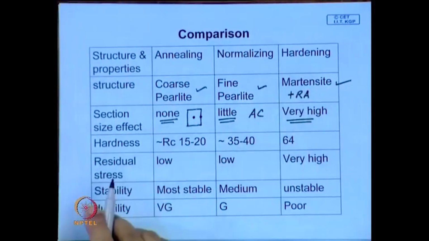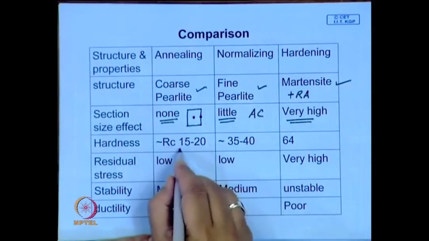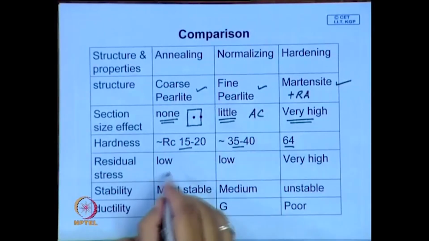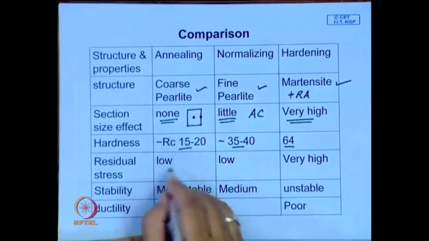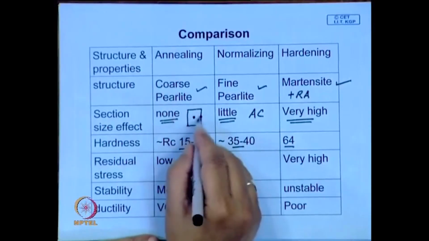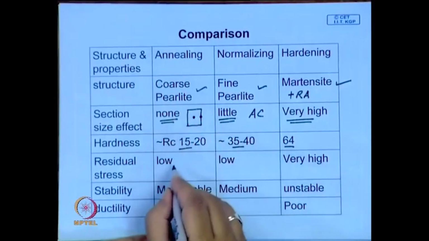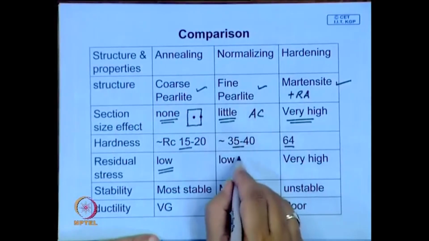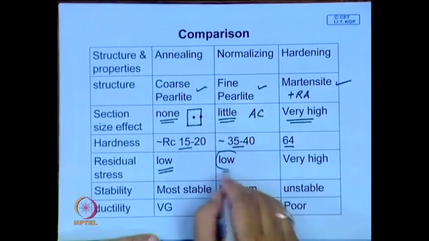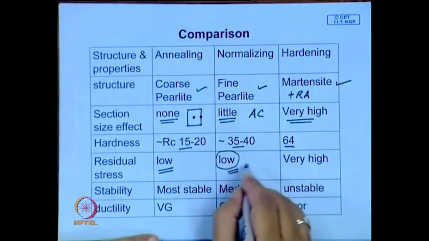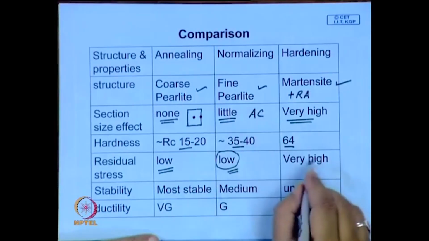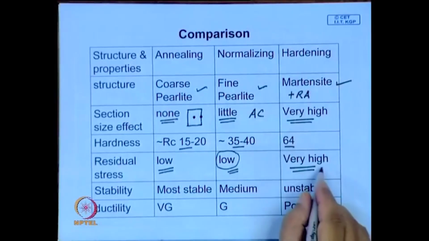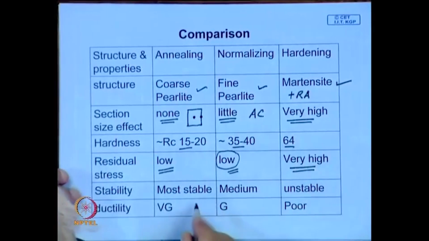So, therefore, this will have a good section size effect. The hardnesses which are mentioned are rough guidelines. Another reason is residual stress: since here the thermal gradient is very low, you do not get any residual stress. But in normalizing, depending on the section size, it is normally low, but if the job is large, then there is a possibility there may be some amount, whereas in hardening you may land up with very high residual stresses.